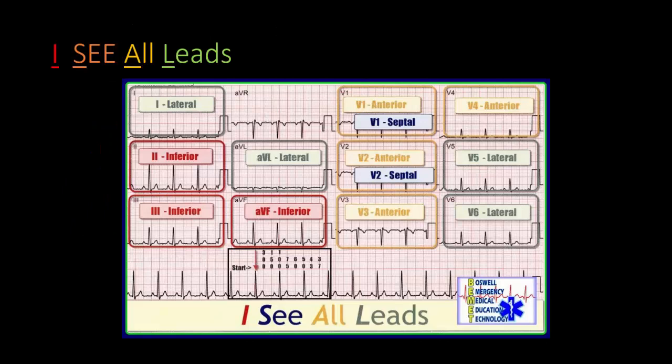Another way to remember the different areas: I see all leads. Now, this isn't in the same particular order, but this is a way to help you remember at least the areas that it's looking at, with I being the inferior portion, which is leads 2, 3, and AVF, S being the septal area, which is V1 and V2, all being anterior, which is V3 and V4, and lateral, which is going to be leads 1 and AVL. For your high lateral, again, this is going to be the left lateral or your left ventricular wall. And then V5 and V6 is going to be lower lateral.